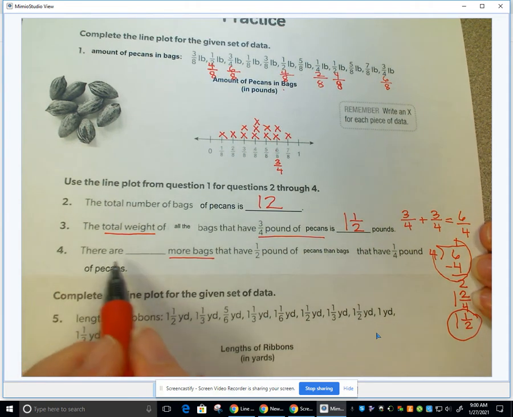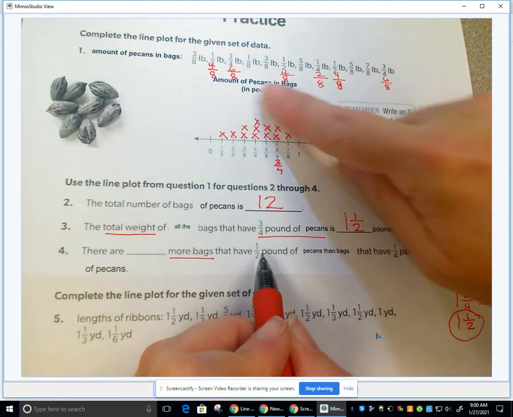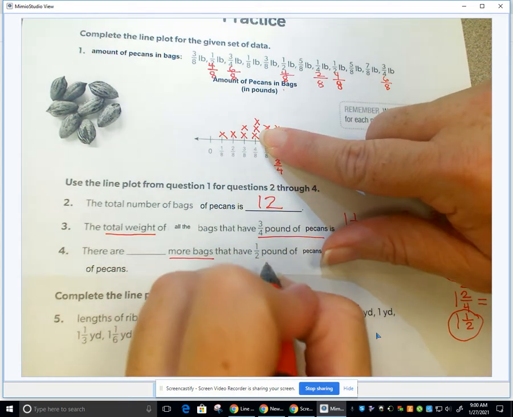So let's see, how many had 1/2 pound? Let's look up here at our data. Which number equaled 1/2? That was 4/8, right? So a 4/8, that was 3.